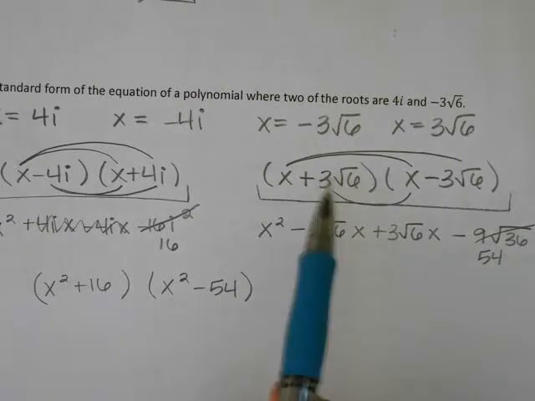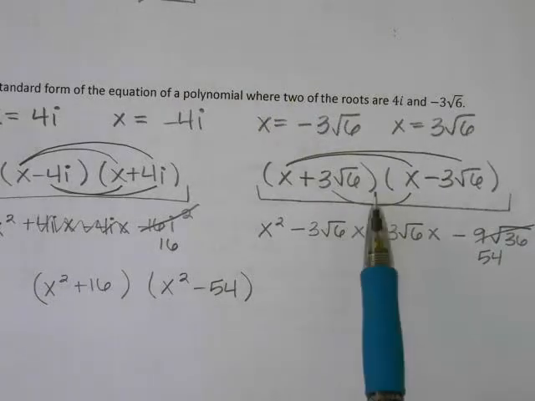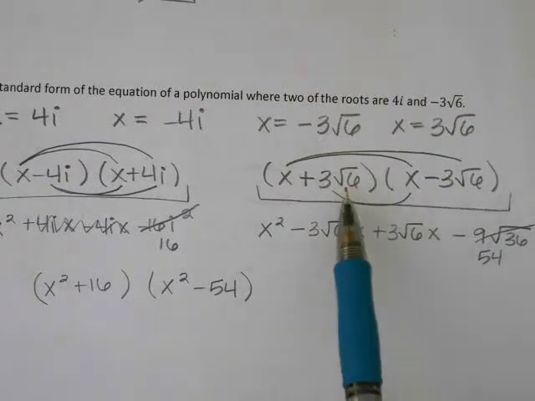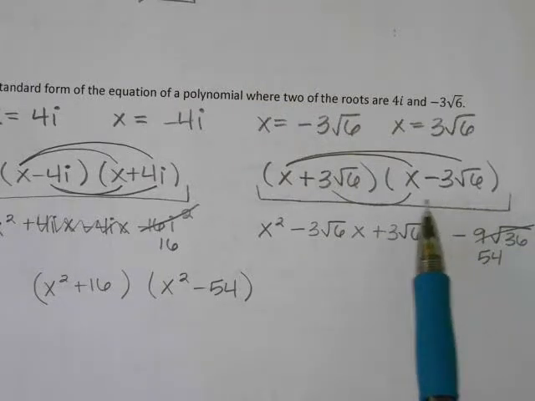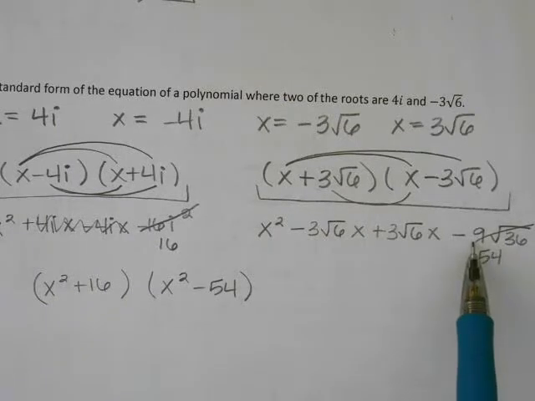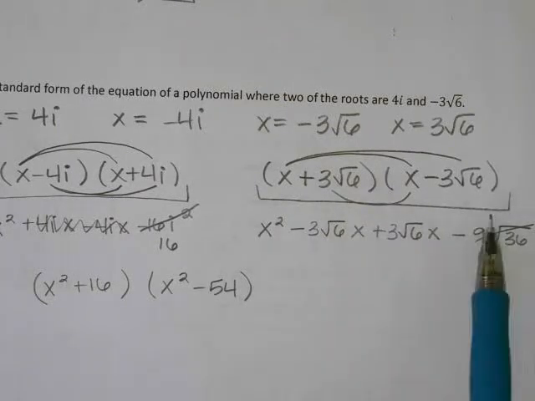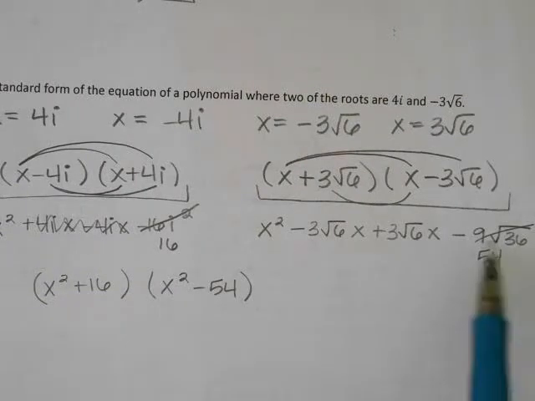Because you have a positive times a negative. Yeah. So I think the hardest part about this is when you multiply the 3 square root 6 times the negative 3 square root 6. And if you guys see what I did there, I said 3 times 3 is 9. And square root 6 times square root 6 is square root 36. And then I said 9 times 6 is 54.